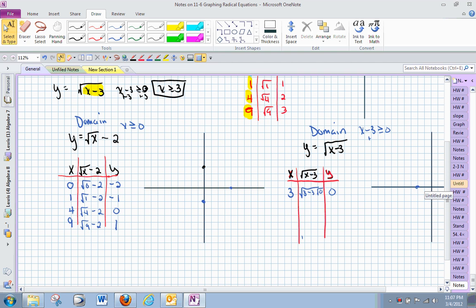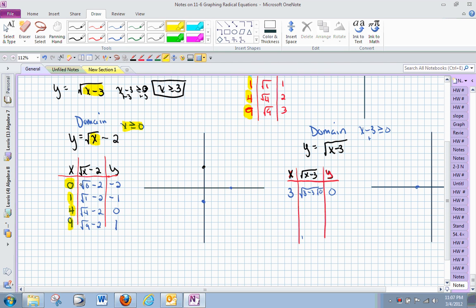All right, let's go down and graph the next equation. This is very similar. It's y equals the square root of x minus 2. So again, I look inside the radical. It's just the square root of x. So my domain is x is greater than or equal to 0, so I start at 0. I'm going to put 0, 1, 4, and 9 in again.